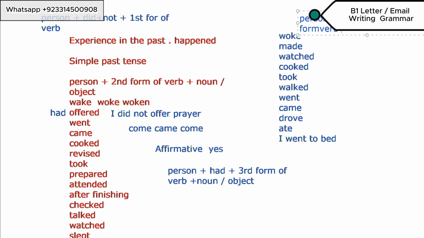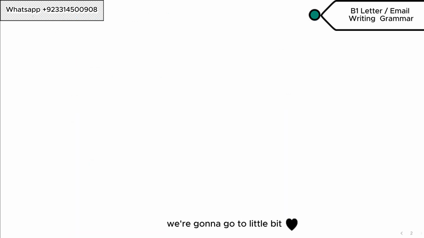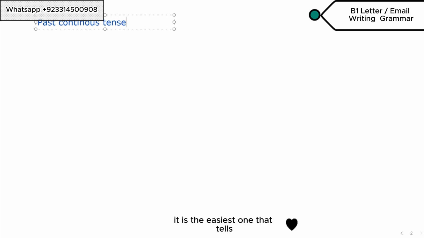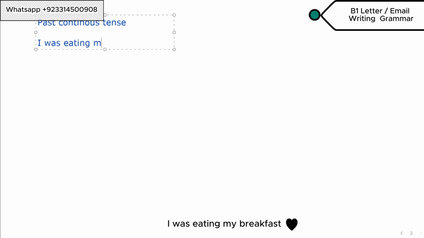Now I just want to tell you a little bit more. Please don't mind. We're going to go a little bit further with another past one. This is called past continuous tense. It is the easiest one that adds detail to your experience. For example, you say, I was eating my breakfast.